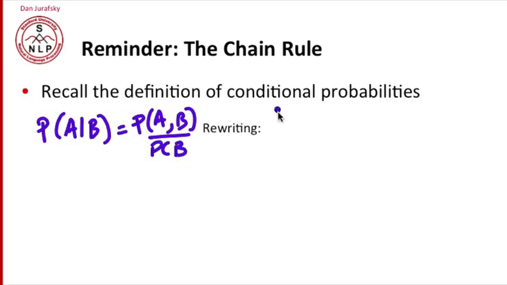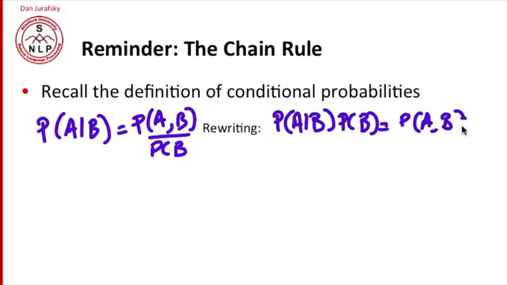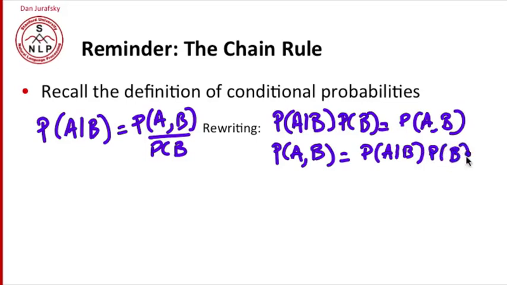And we can rewrite that. So P of A given B times P of B equals P of A comma B, or turning it around, P of A comma B equals P of A given B, make sure that's a given, times P of B.